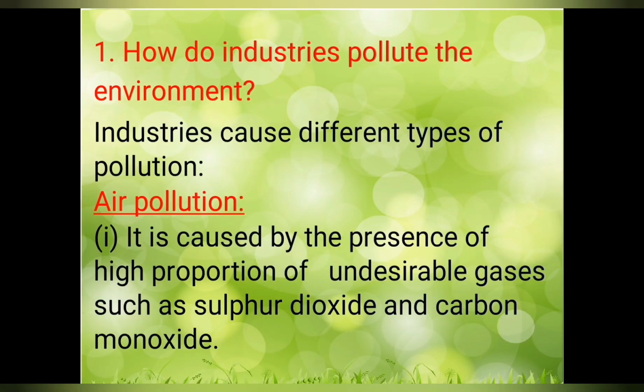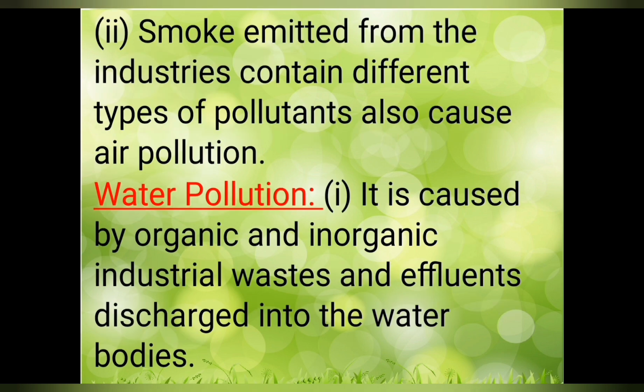Thank you. Children, listen to the next important question. How do industries pollute the environment? Industries cause different types of pollution. First one is air pollution. Air pollution is caused by the presence of a high proportion of undesirable gases such as sulfur dioxide and carbon monoxide. Next point: smoke emitted from the industries contains different types of pollutants and also causes air pollution.